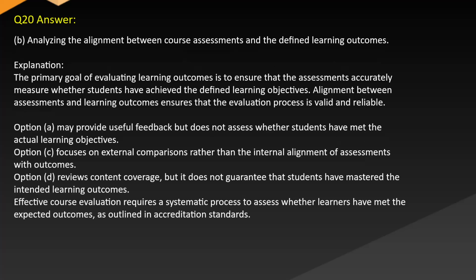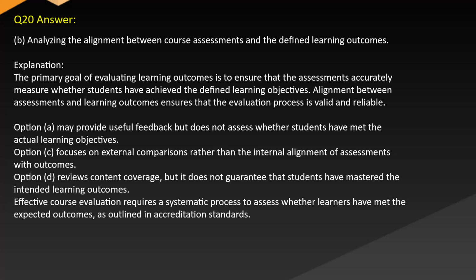Answer. B. Analyzing the alignment between course assessments and the defined learning outcomes. Explanation. The primary goal of evaluating learning outcomes is to ensure that the assessments accurately measure whether students have achieved the defined learning objectives. Alignment between assessments and learning outcomes ensures that the evaluation process is valid and reliable.